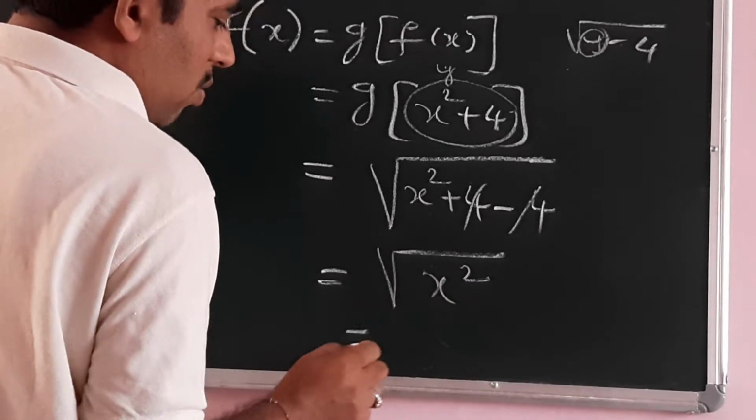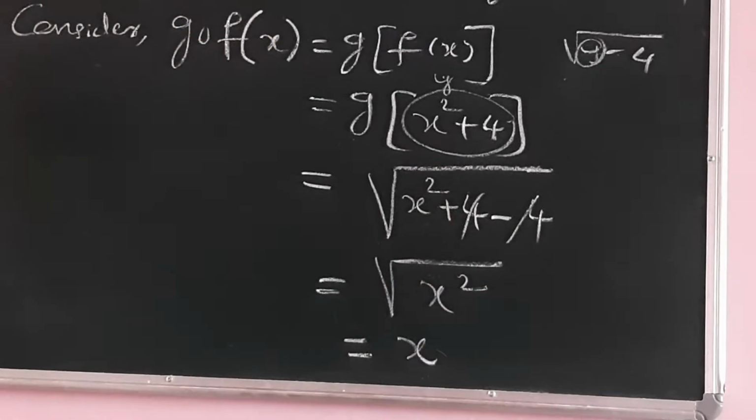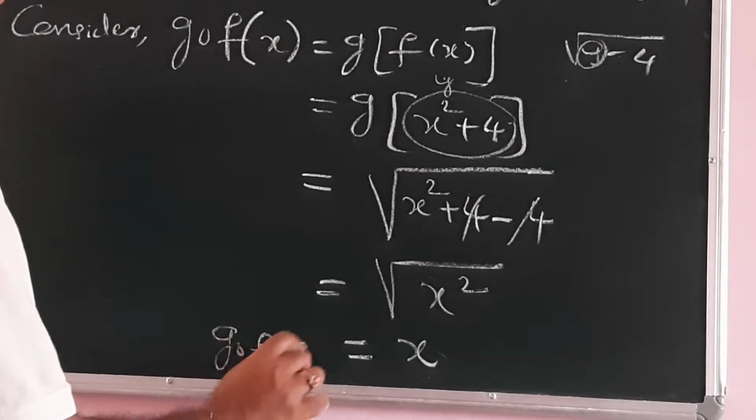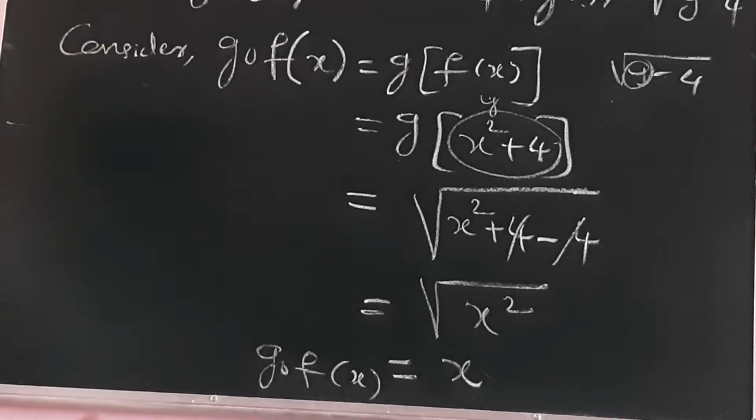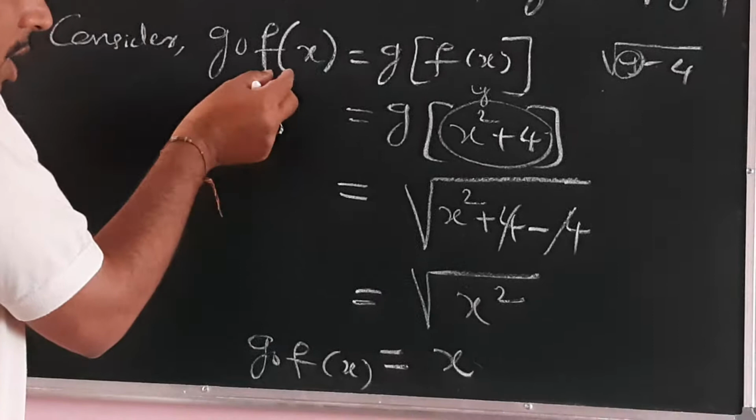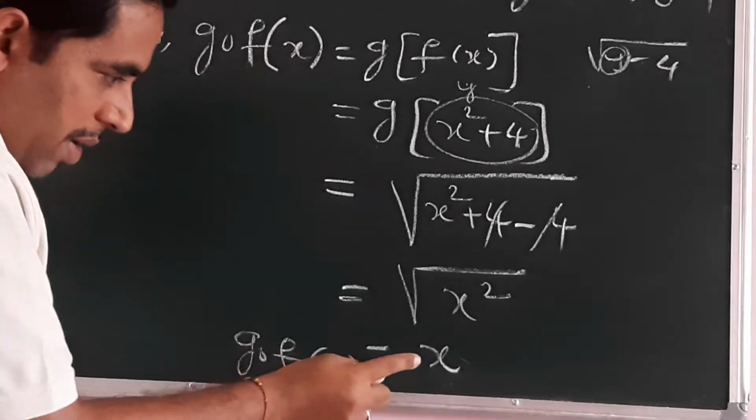The square root of x square is what? Square root and square cancel, so I get x. See what I have proved here: g of f of x is equal to x. This is our first step here. The composition of f and g is written like this, and it should be x.